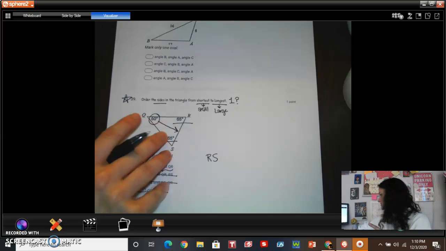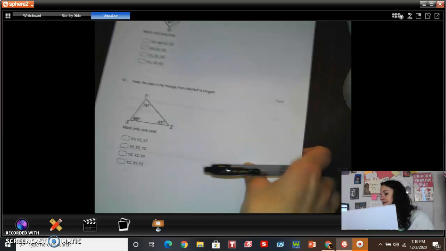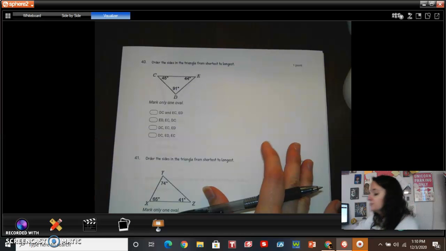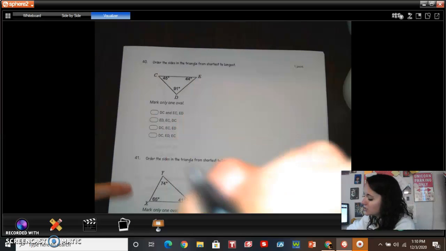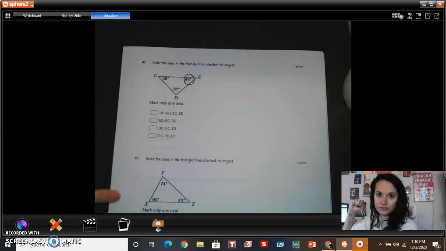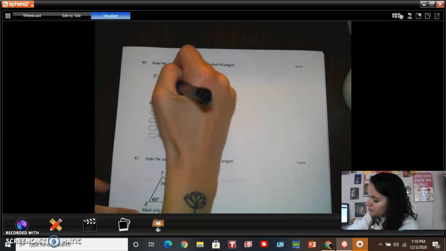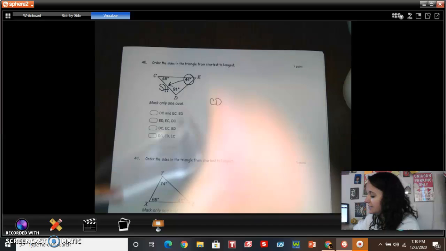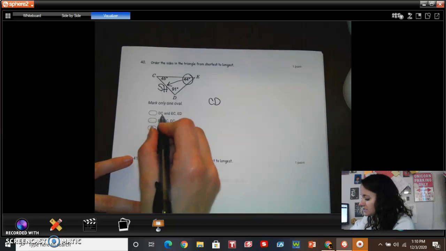Okay, let's do another one like that. I think it's the fact that you're identifying a side that throws off a lot of kids on these. Remember, sides contain 2 letters instead of 1 like an angle. All right, so again, here we go. Our smallest angle is 44, so across from it will be our shortest side. So we're looking for CD. All right, so that one has CD.